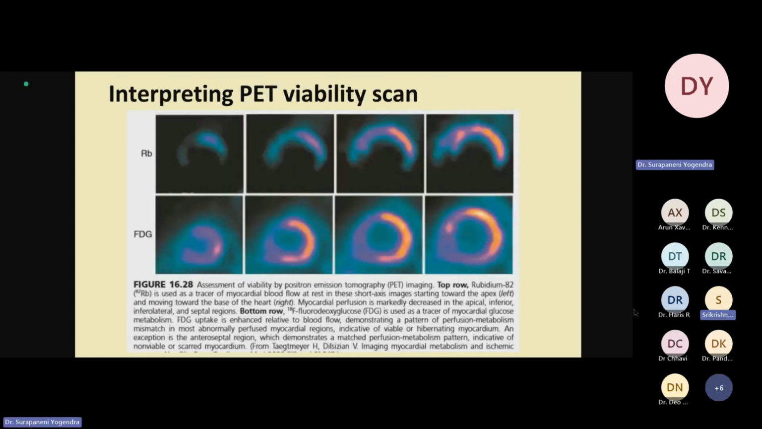Interpreting PET viability scan. The upper images show rubidium, and the lower images show 18 FDG uptake. The rubidium uptake shows the perfusion, and 18 FDG shows the metabolic activity. While assessing perfusion, rubidium-82 is used.